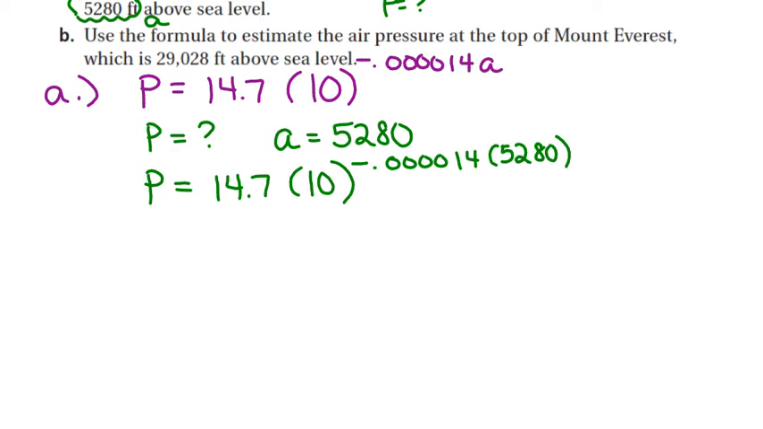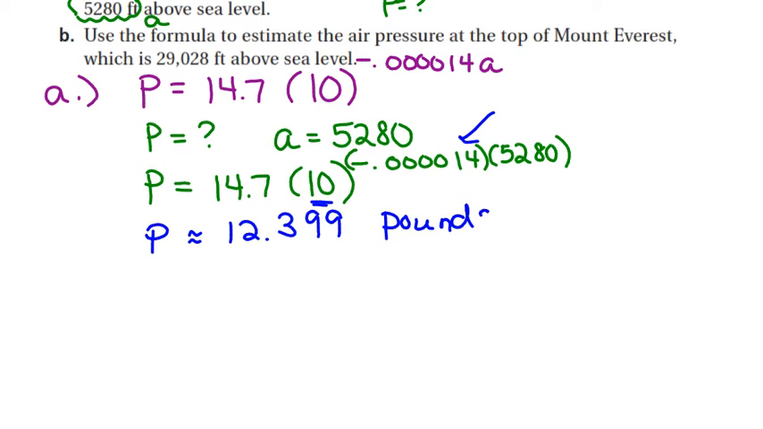5,280. Be very careful that you know how to use this with your calculator. So I'm going to go ahead and type this into my calculator. How PEMDAS works is it's going to multiply these two numbers first, then it's going to raise 10 to that power, and then multiply by 14.7. So go ahead and pause and see that your answer will become the same as mine. So you should get 12.399 pounds per square inch.